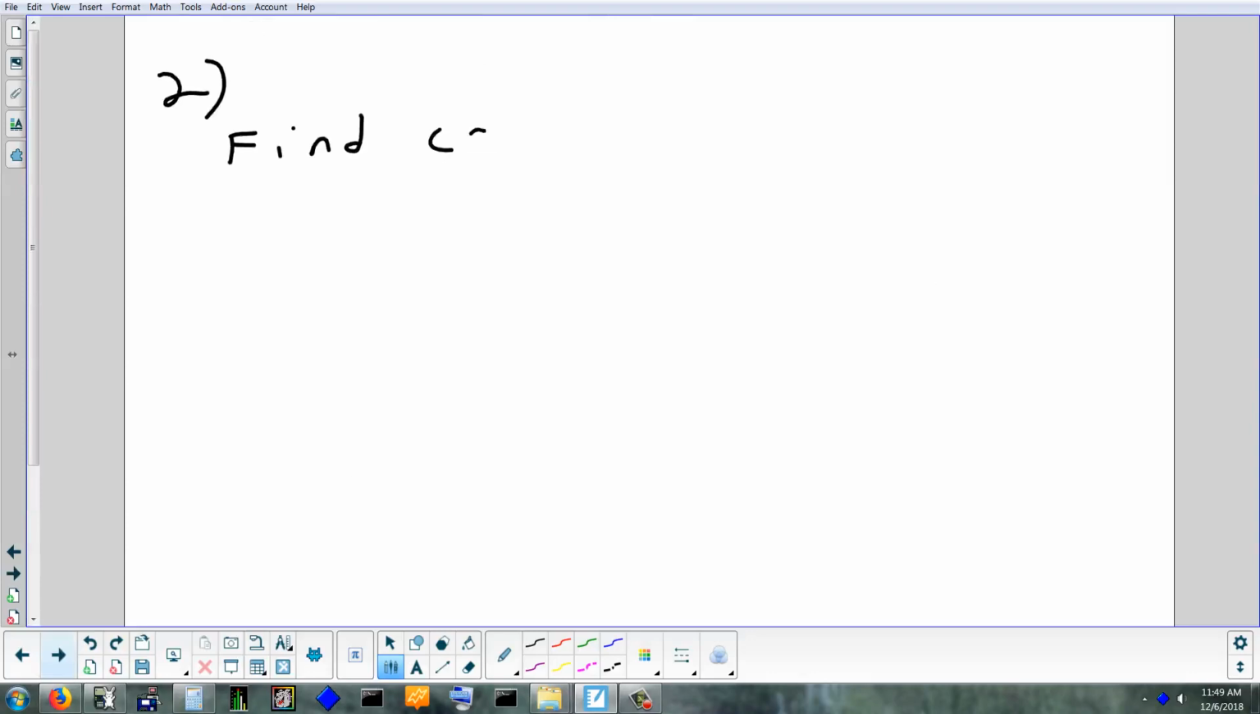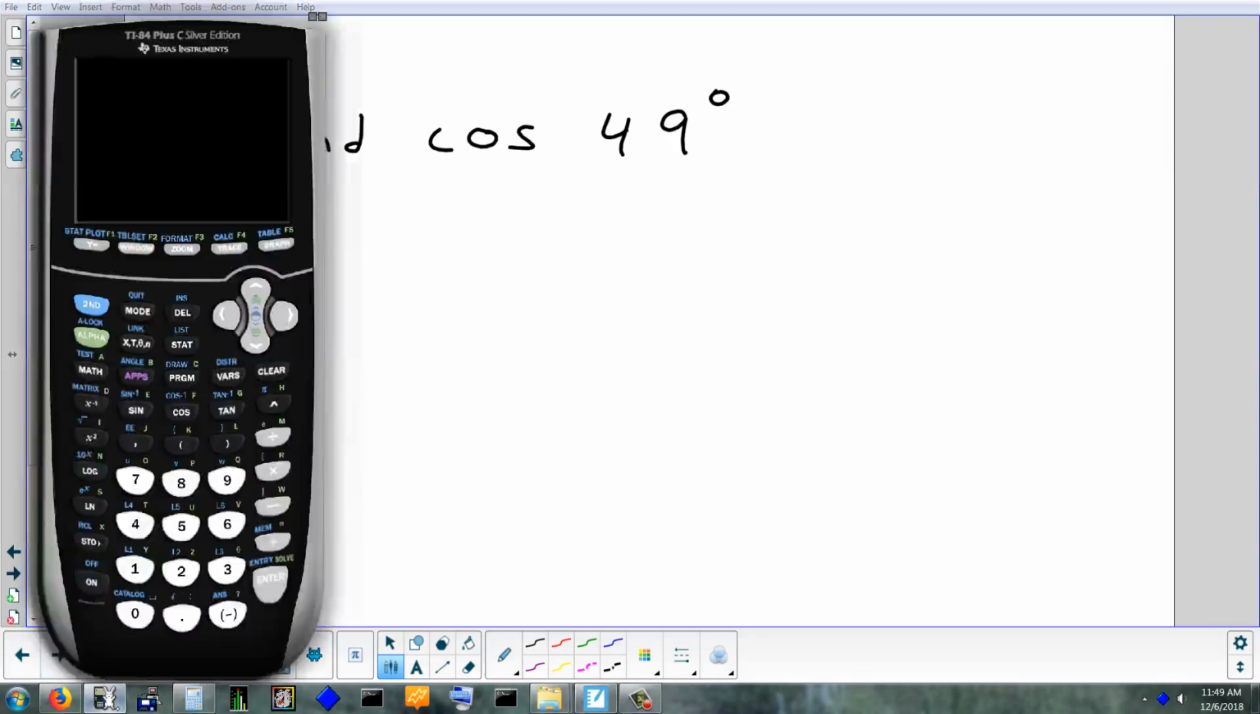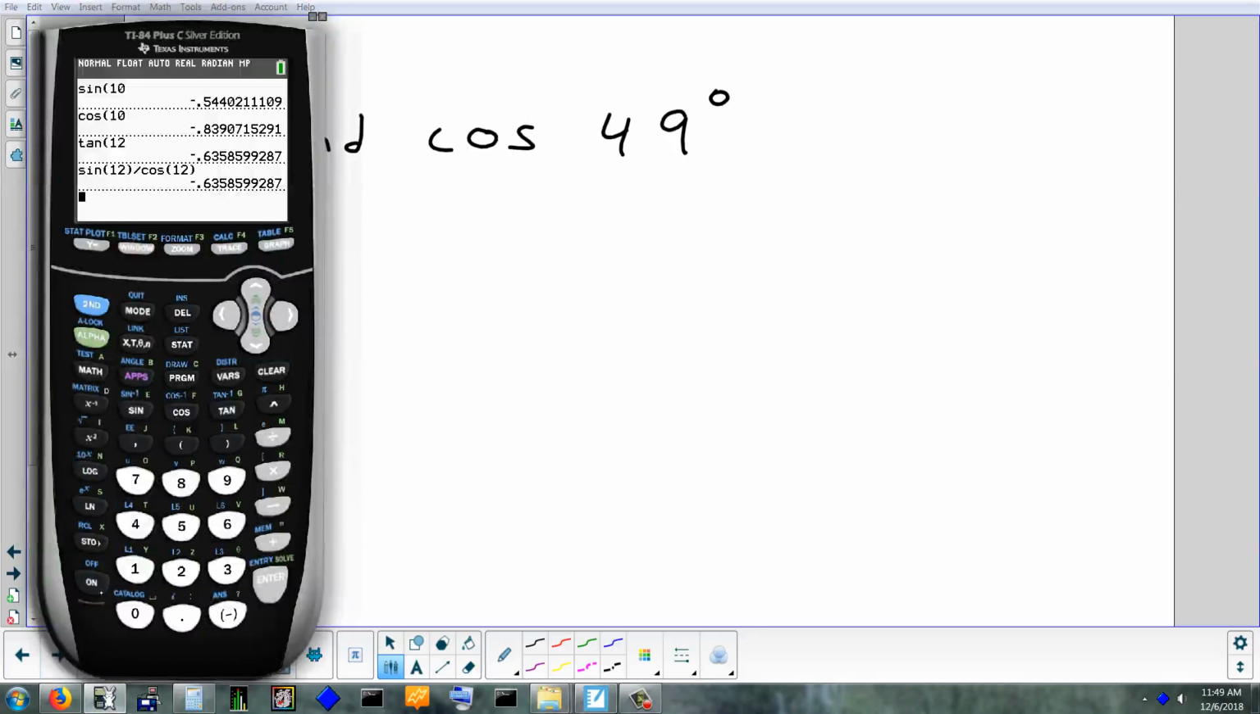Let's find the cosine of 49 degrees. Could you use the unit circle to do that? No. Why not? Because it's not a multiple of 45 or 30. So, use the calculator. First, make sure you're in the right mode. Now I'm in the right mode. And then type in cosine 49.